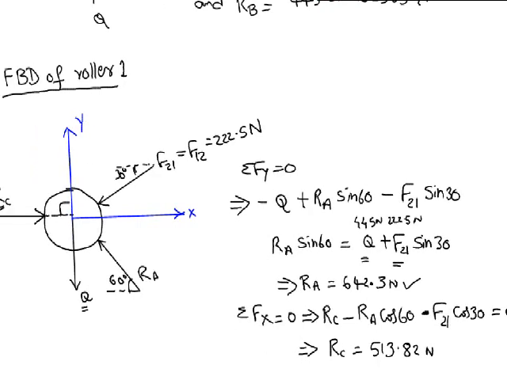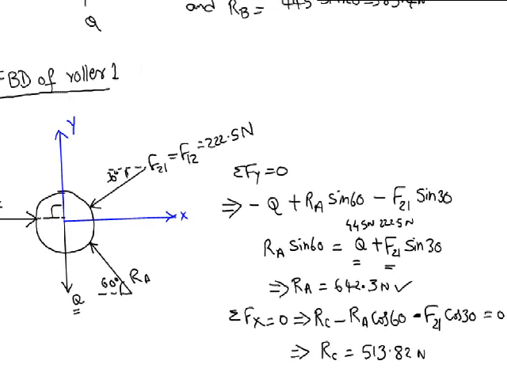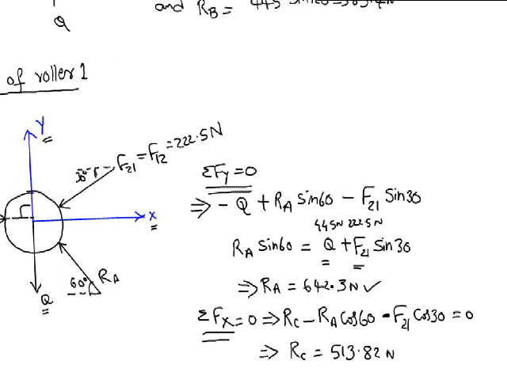newtons. Okay. In general, that is what we will do. We will choose an arbitrary x-axis and y-axis, and then write the equation sigma fx is equal to 0 and sigma fy is equal to 0.